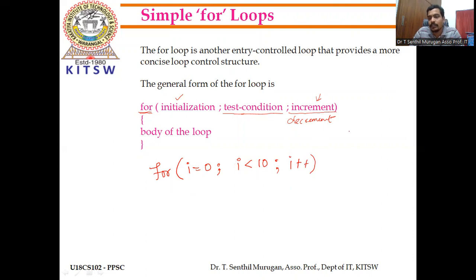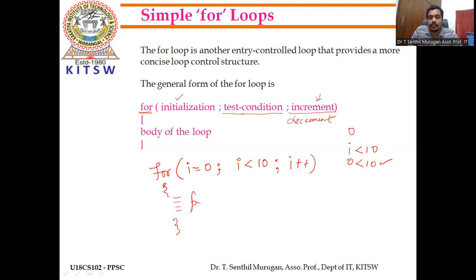What is the meaning of that? The i value is 0, it will start with 0. Then it will check the condition i less than 10. So now 0 less than 10, condition true. Then it enters into the body of the loop. The same rule applies that we discussed in the while loop, like braces. If more than one statement is there, you can use braces. Otherwise, you can use a single statement. But the best practice is always to use the braces. Okay. So these are the body of the loop.